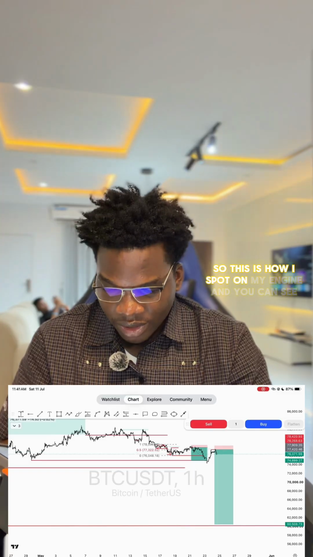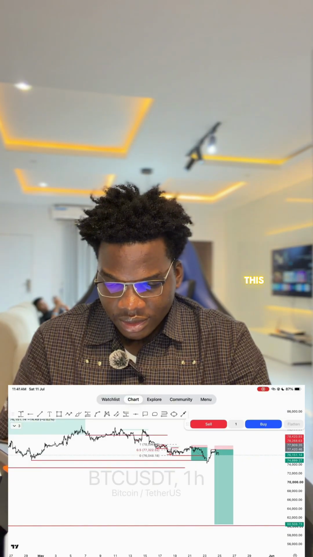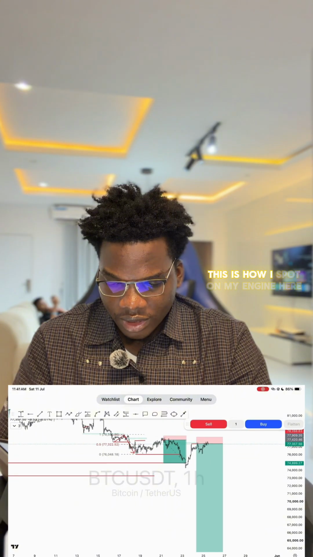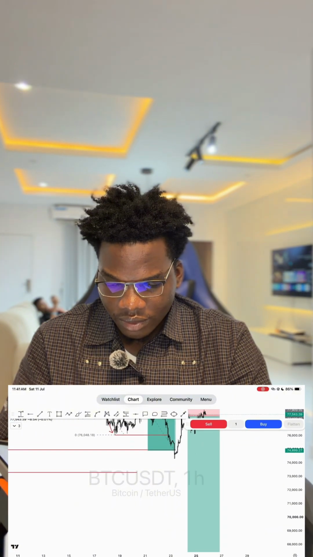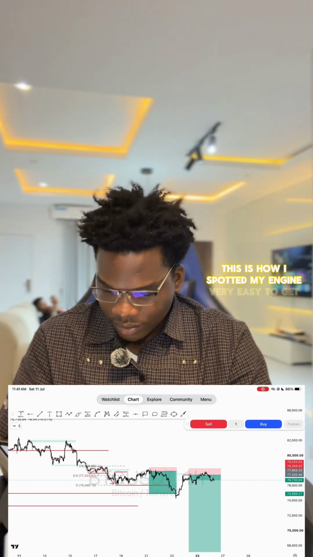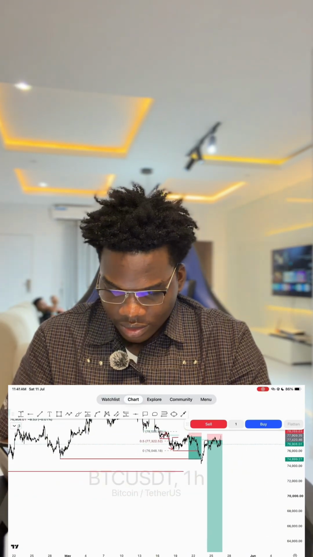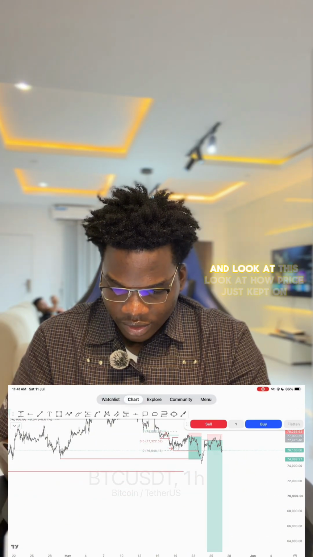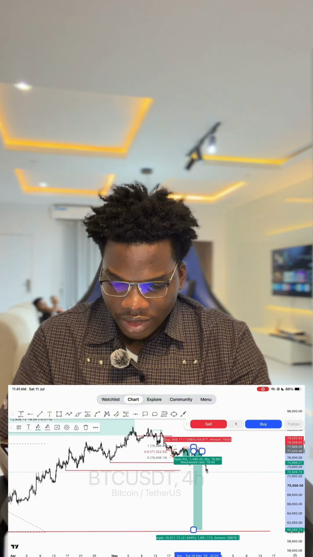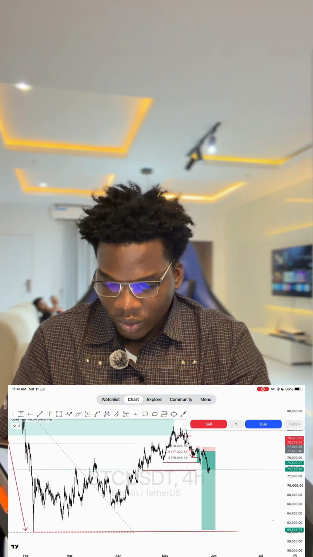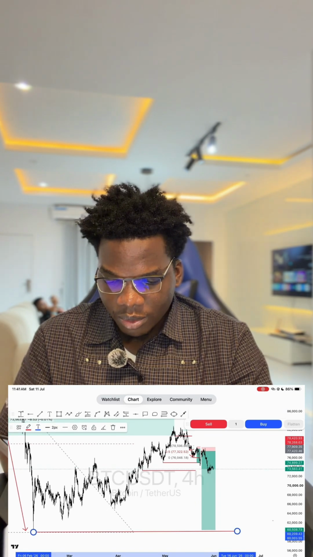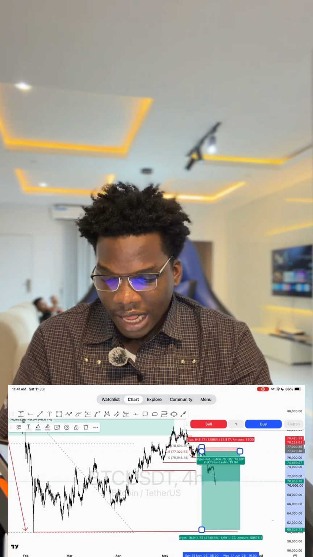So this is how I spotted my entry, and you can see this. Can you see that? This is how I spotted my entry. Very easy to get. And look at this, look at how price just kept on dropping. Directional bias. Directionally, we are targeting this low here. We're targeting 60,000. You're going to see how price just kept on dropping after.